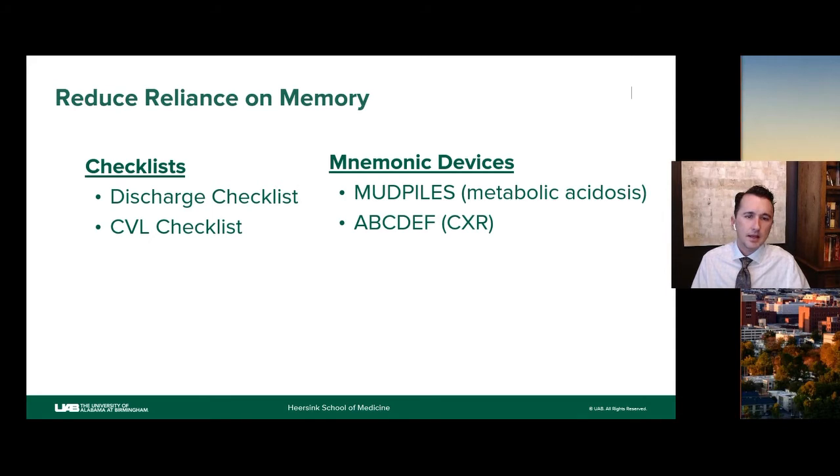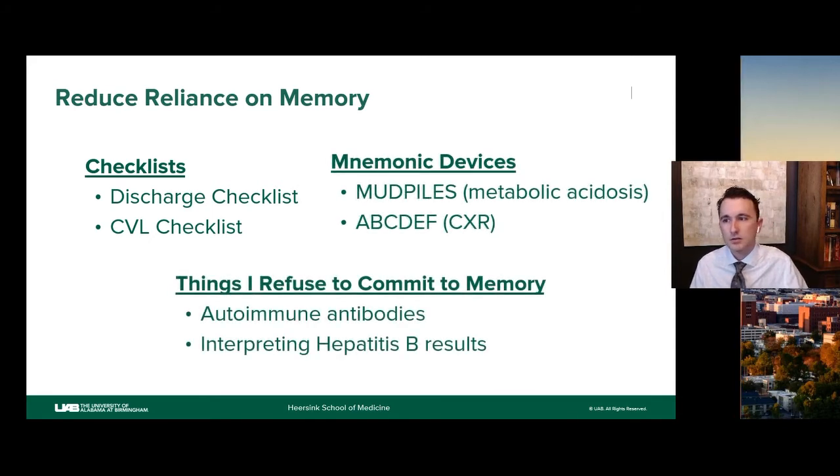And then lastly, we just need to recognize there's some things that we shouldn't commit to memory. I've got a couple examples listed here of things that I just refuse to commit to memory because I just can't seem to remember it. When it comes to autoimmune antibodies, do I order anti-SCL70 or anti-smooth muscle antibody for this workup? I can never remember it, so I just look it up every time.